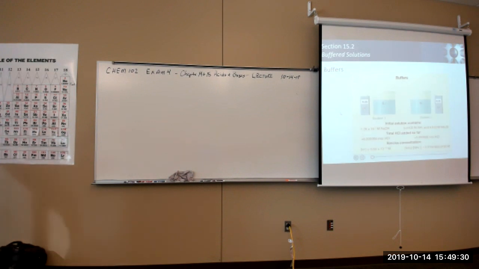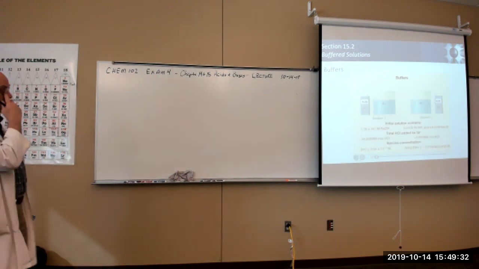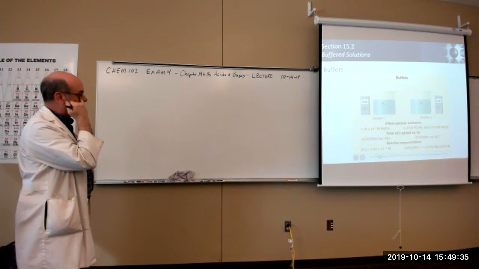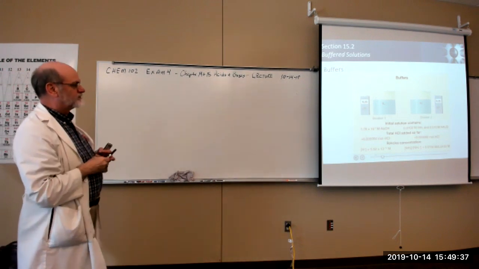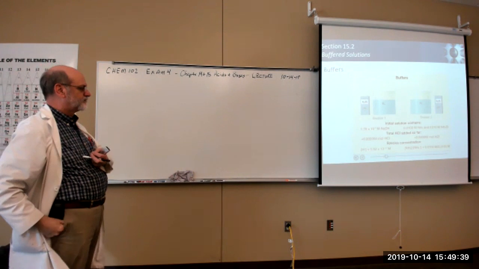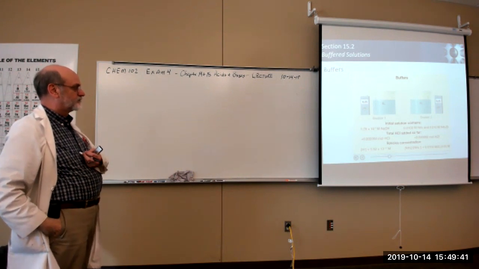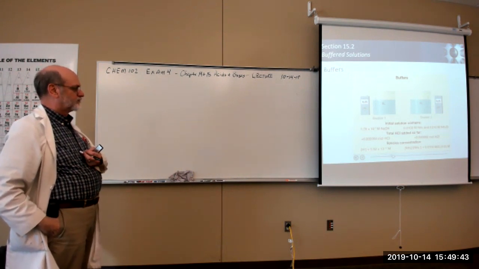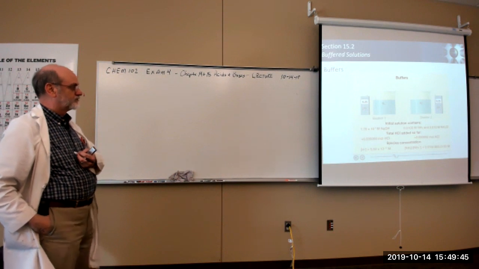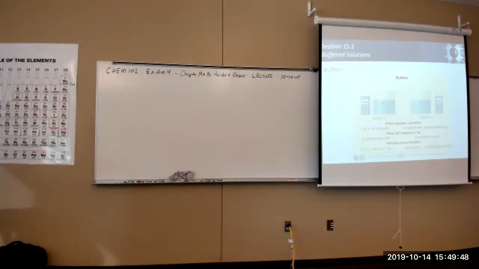A buffer solution, like the one on the right, resists changes to pH upon addition of small amounts of acid or base. Each solution here starts at pH 9.25. The solution on the left is not a buffer solution. Click the button to add the strong acid HCl. Okay, let's see what happens when we add hydrochloric acid.